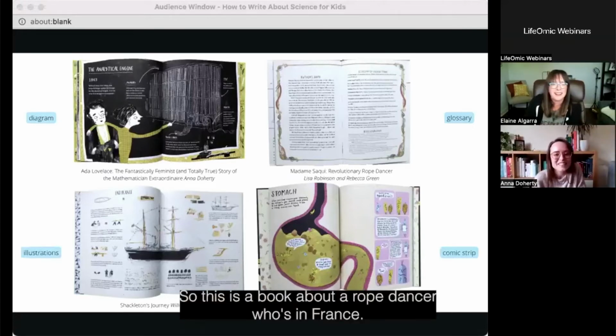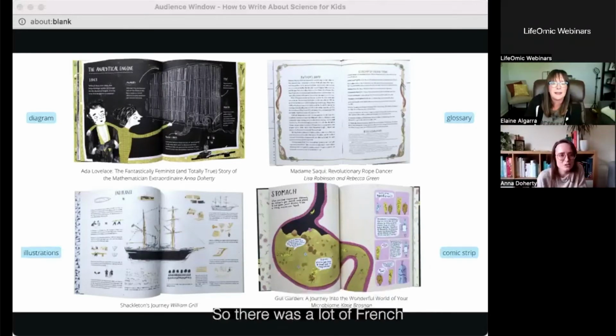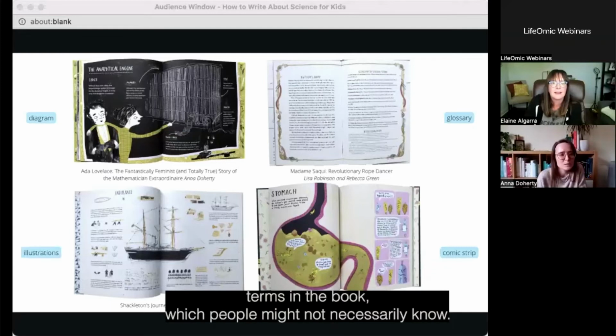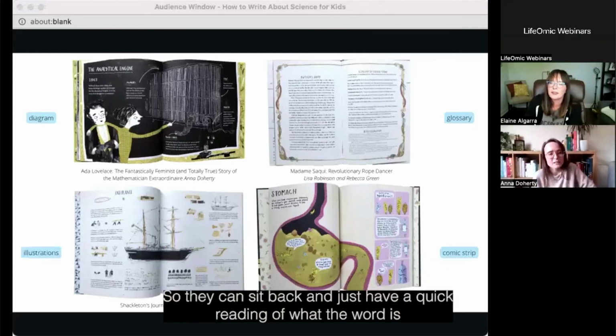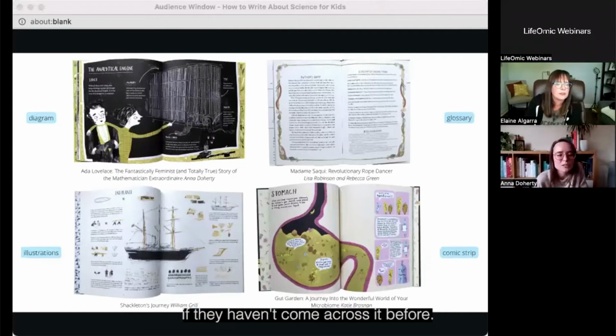And then we've got Madame Sacquet by Lisa Robinson on the other side of the top, and that's got a glossary at the end. This is a book about a rope dancer who's in France. There were a lot of French terms in the book, which people might not necessarily know. So they can flip to the back and just have a quick read of what the word is if they haven't come across it before. That's a nice way of doing it as well.